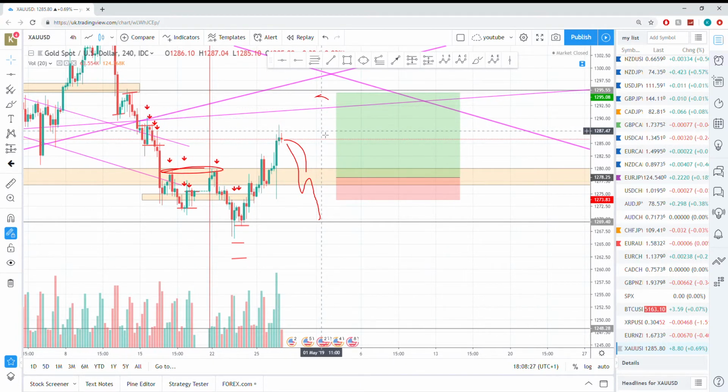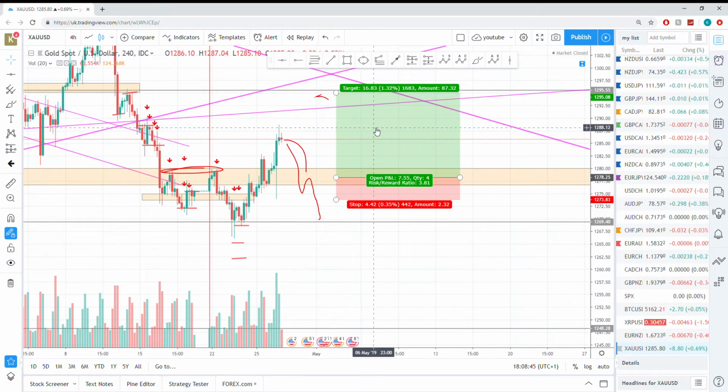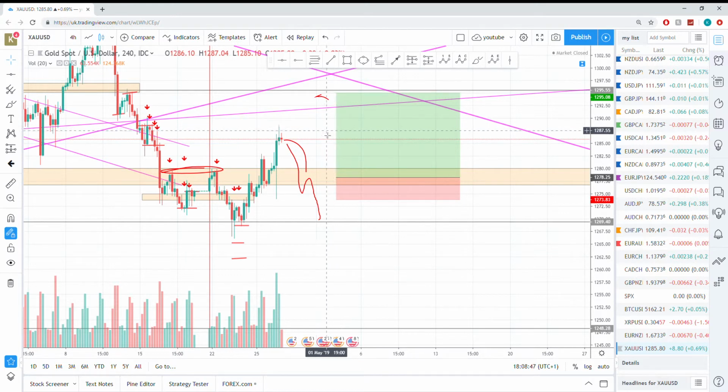So like I said, make sure you're looking at your own analysis, compare it with yours, and see if it works with your own strategy. And yeah, this is my analysis for gold this week, and we'll come back next week to review it, and hopefully I can tell you what happened and if we did take any trades.